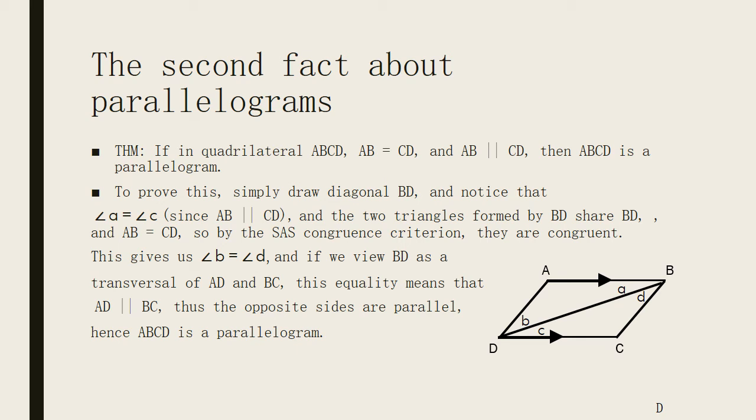Or we could show the same way, side equals side congruence criterion, and then just view BD as a transversal of AD and BC, and we'd see that the alternate interior angles are equal, and therefore we have a parallelogram there.